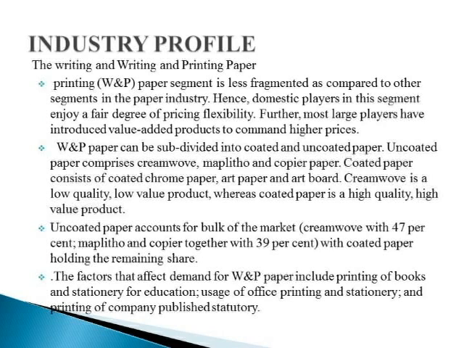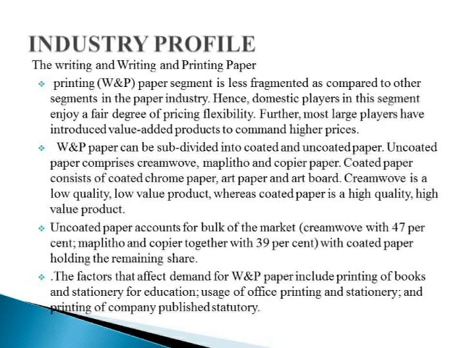Industry profile. The printing paper segment is less fragmented as compared to other segments in the paper industry. Hence, domestic players in this segment enjoy a fair degree of pricing flexibility. Further, most large players have introduced value-added products to command higher prices. Writing and printing paper can be subdivided into coated and uncoated paper. Uncoated paper comprises cream wove, maplitho, and copier paper. Coated paper consists of coated chromo paper, art paper, and artboard. Cream wove is a low quality, low value product, whereas coated paper is a high quality, high value product.